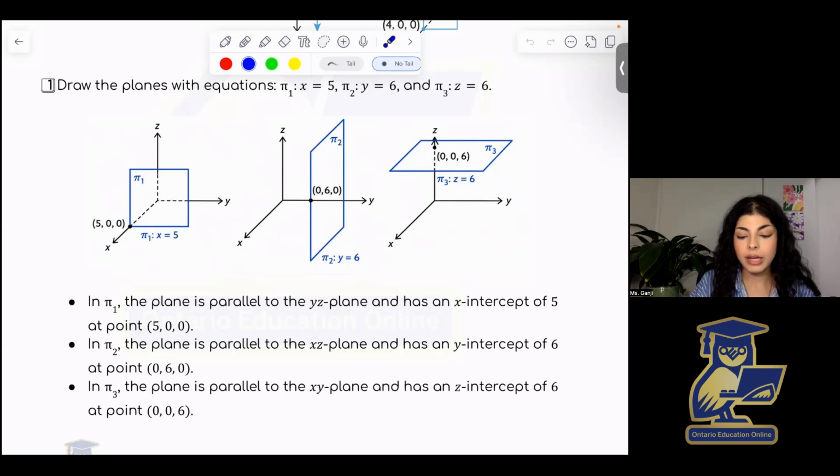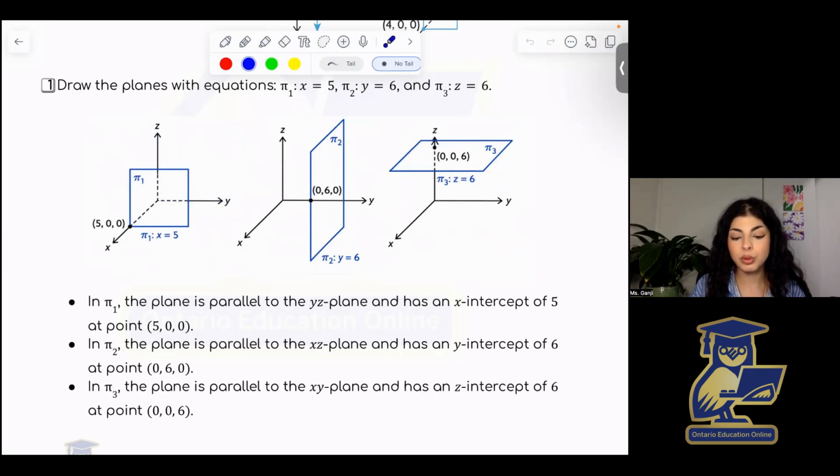Anytime you're given the Cartesian equation of a plane where you only have one of the variables defined, so either x, y, or z, and it is equal to another value, this is how you can draw the sketch for it. And remember, a plane is sketched using a parallelogram in all of these cases, or in this one, it is a square just because of the position.